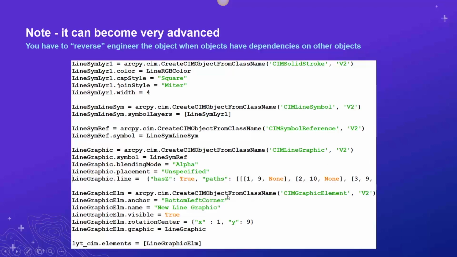I want to call create sim object from class name. I want to create a sim graphic element, but it has a property down here called graphic, and that's a class, and it's looking for a graphic. So before I can pass the line graphic to my graphic element, I have to create that. But this line graphic has a dependency, which is a symbol reference. So I have to create the symbol reference. That symbol reference needs a line symbol. That line symbol needs a solid stroke. So whenever you're trying to create objects like this, you really have to understand how to read the JSON structure, and you have to build everything in the reverse order, from the most indented objects out to the least indented.